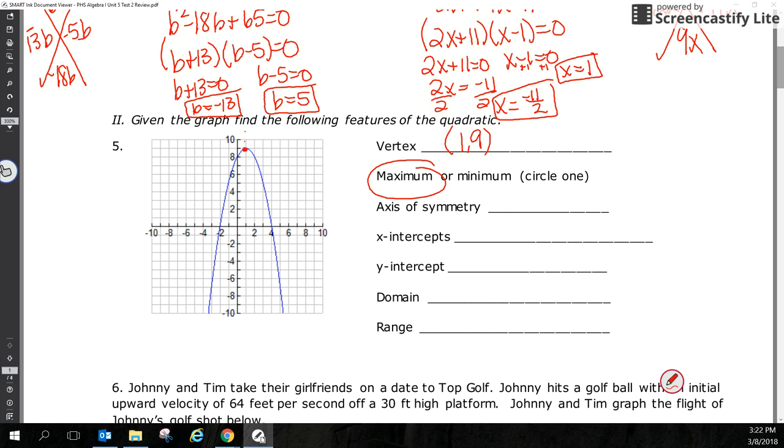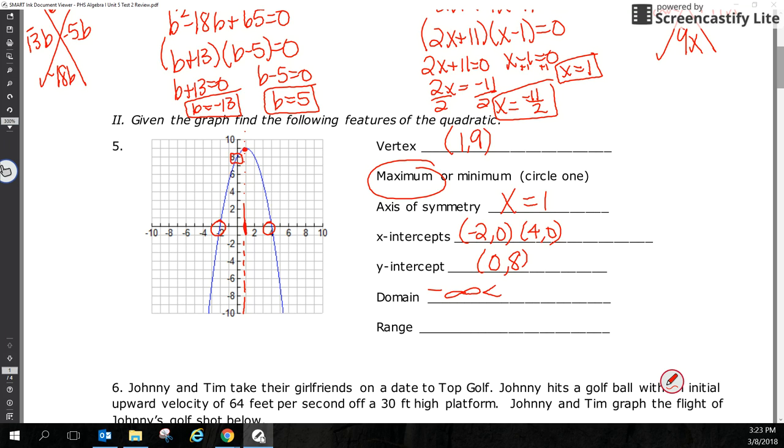My axis of symmetry cuts my parabola in half, and so that crosses the x-axis at 1. My x-intercepts are going to be -2 and 4, so (-2, 0) and (4, 0). My y-intercept is (0, 8).